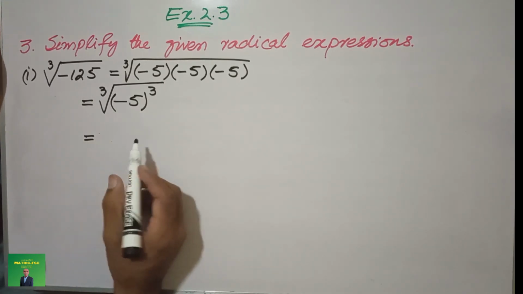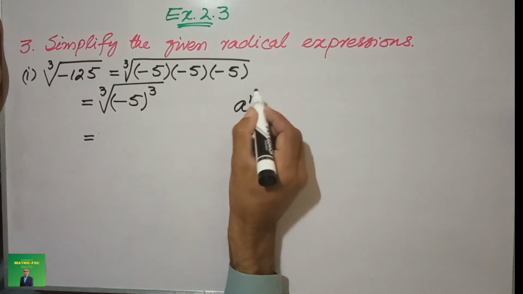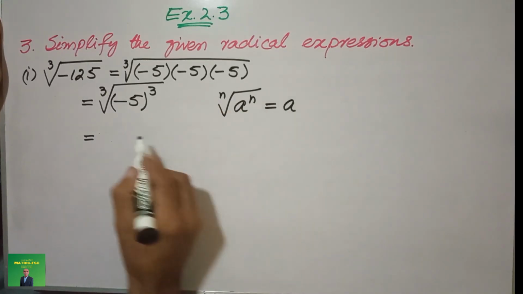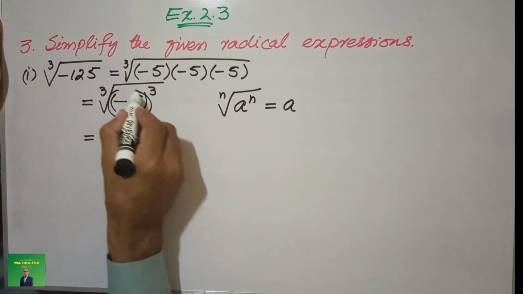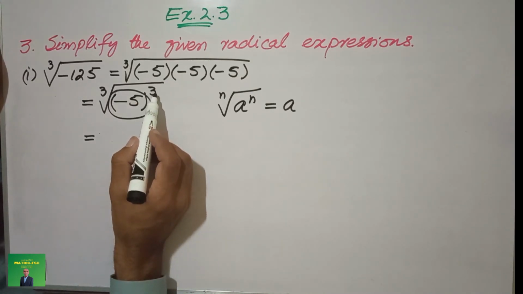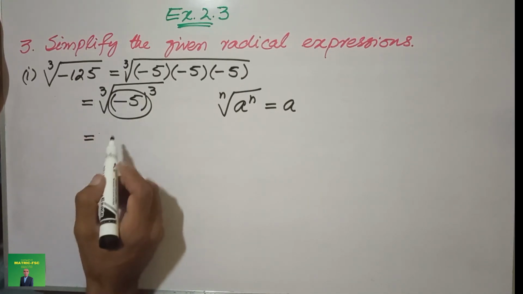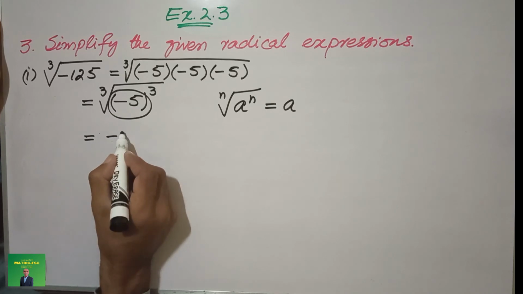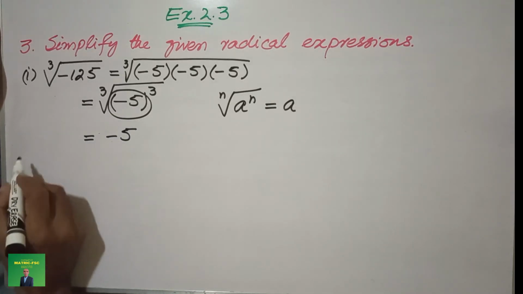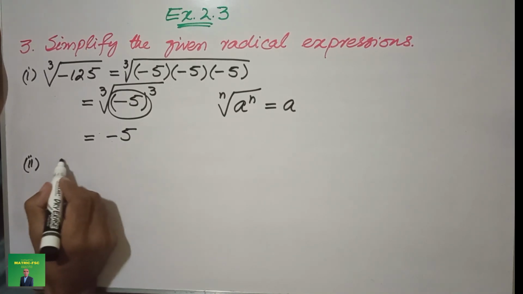From here using the property that the nth root of a power n is equal to a. Here this is our number, for example a, its power is 3, and we are taking the third root, so simply we have negative 5.